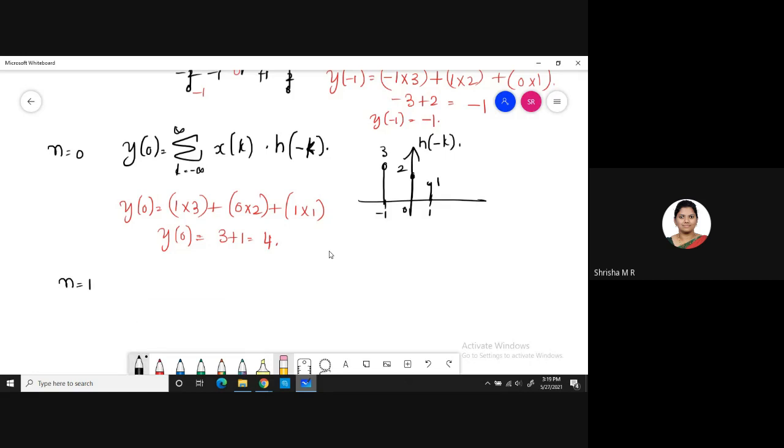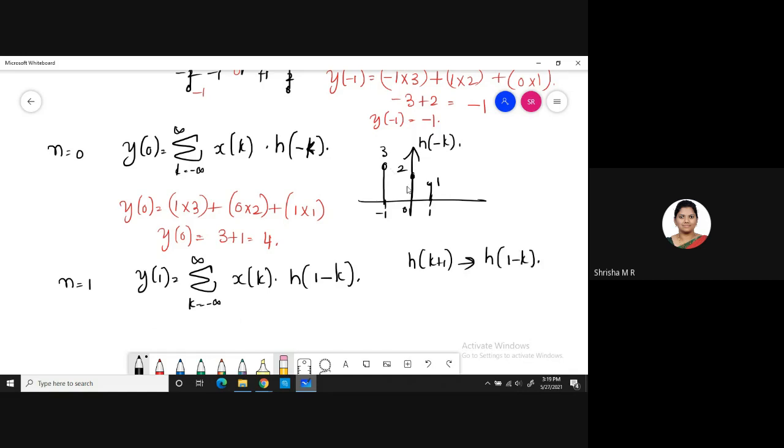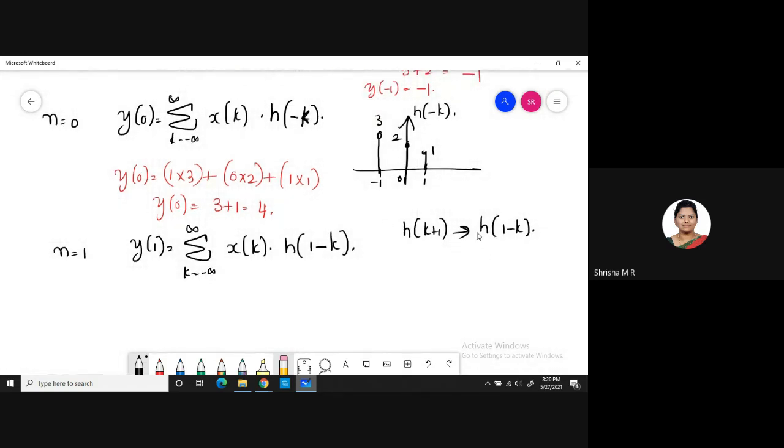So if n is equal to 1, you have y of 1, which is equal to summation k is equal to minus infinity to infinity x of k into h of 1 minus k. How will you plot h of 1 minus k? H of k plus 1 you do, and then time reverse that to get h of 1 minus k. Or you are having h of minus k, right? So shift one place to the right, this one. Okay, if you get confused, do like this only. Later you can do like this. So if you do one correctly, first one, h of minus 3 minus k, then you can be shifting one step to the right.